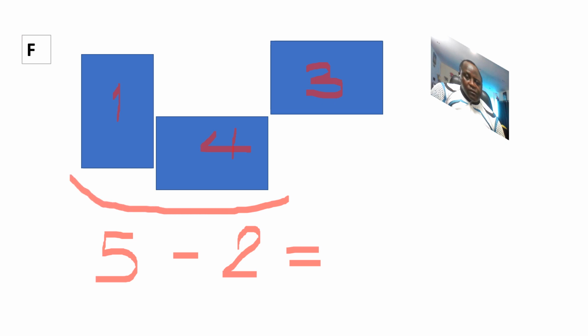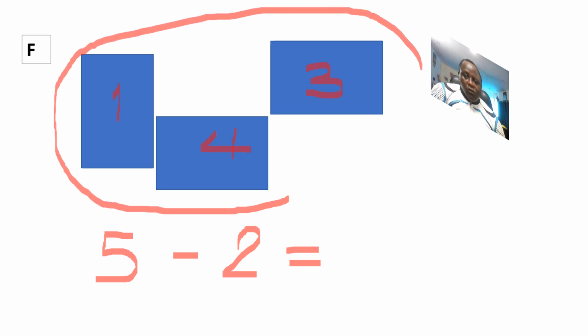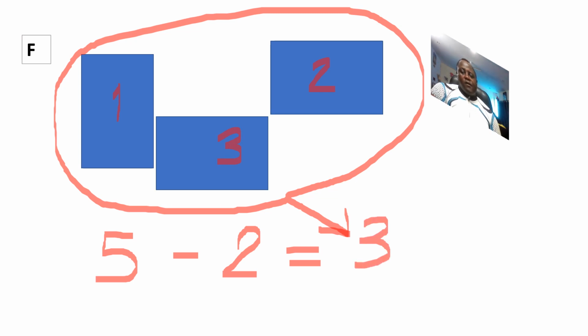You have to count all over again. Don't look at the numbers there. So if we count, what do we have? 1, 2, 3. So we have 3 left. Did you get that correct? Good job.